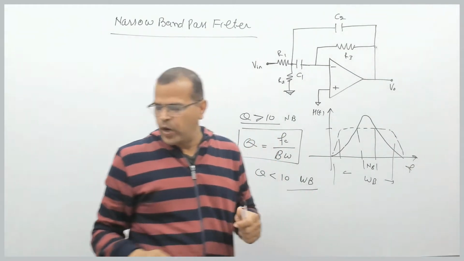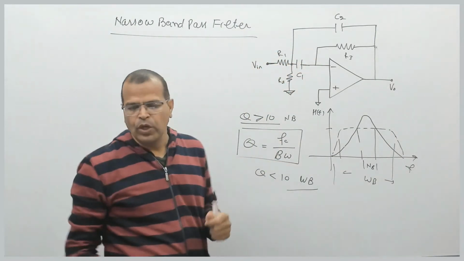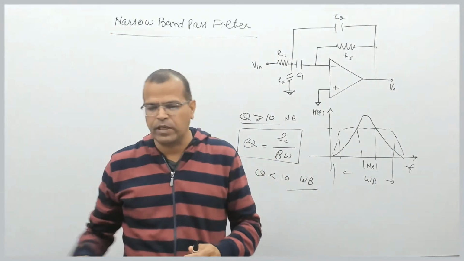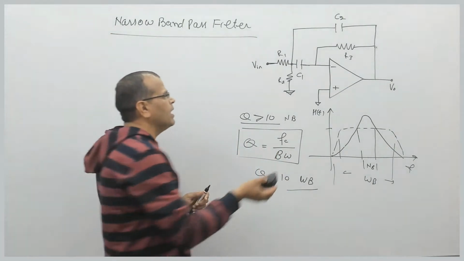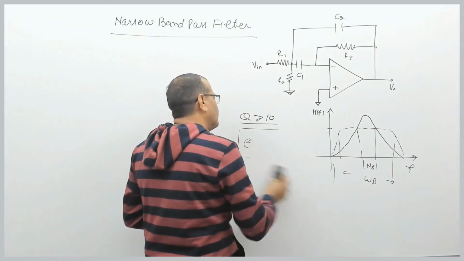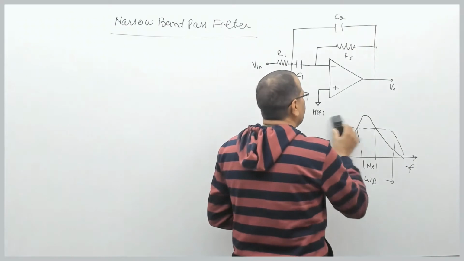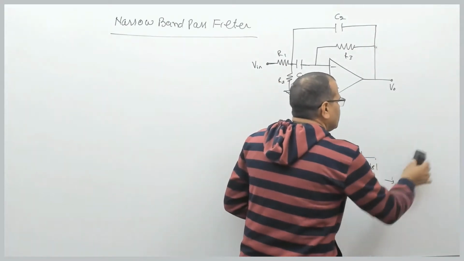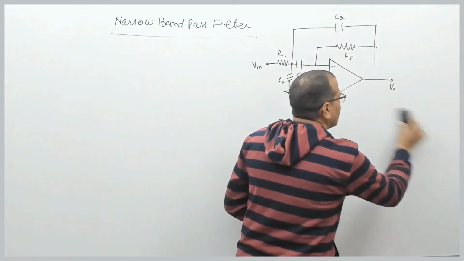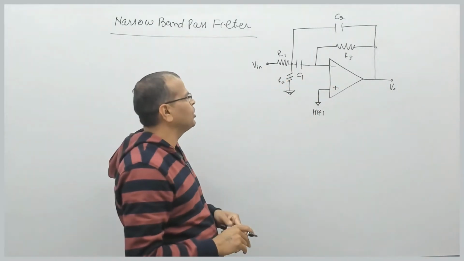Fine. So now here we are having this circuit which is given to you. If these conditions are followed by this circuit, then that circuit becomes nothing but a narrow band pass filter. Here we are going to focus on finding the transfer function of this filter, and the procedure remains the same as in the analysis of any operational amplifier circuit with negative feedback.